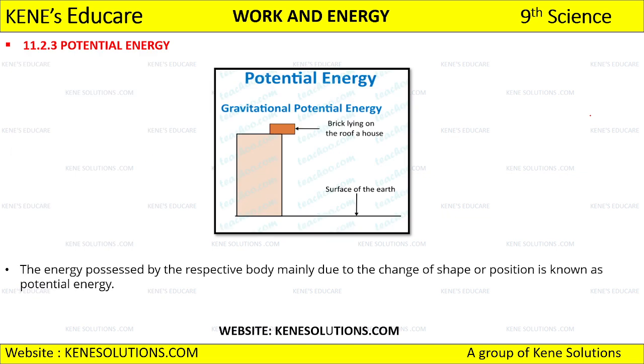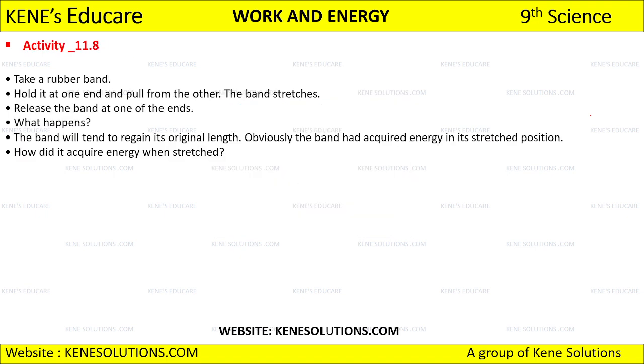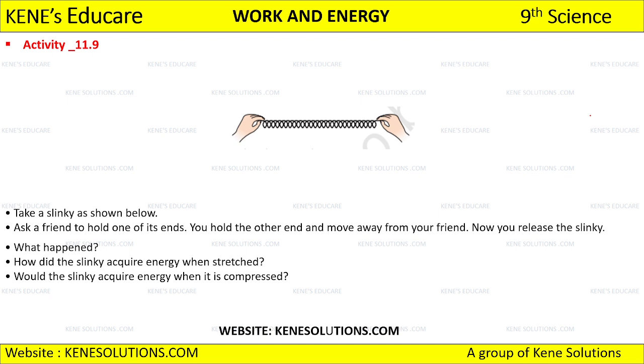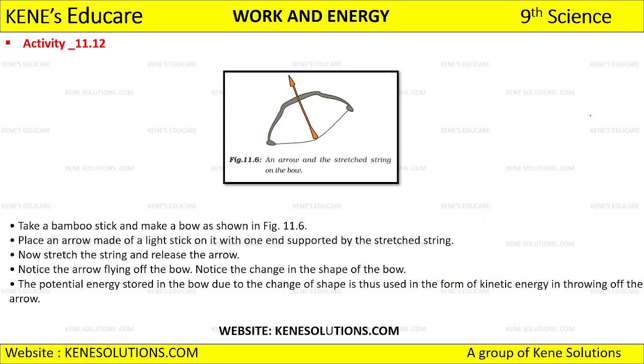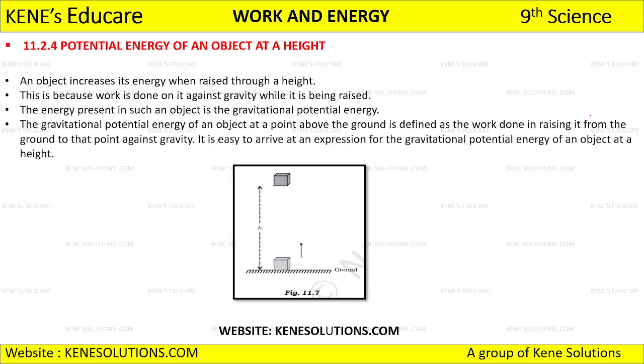Then after that we will be discussing potential energy in detail again. Now kinetic and potential energy are two important forms of energy that we will be discussing. Okay, so you can see there are so many different examples and activities that we need to discuss while we study the lesson, right? Then after discussing 3-4 activities, we will be discussing potential energy of an object at a height.